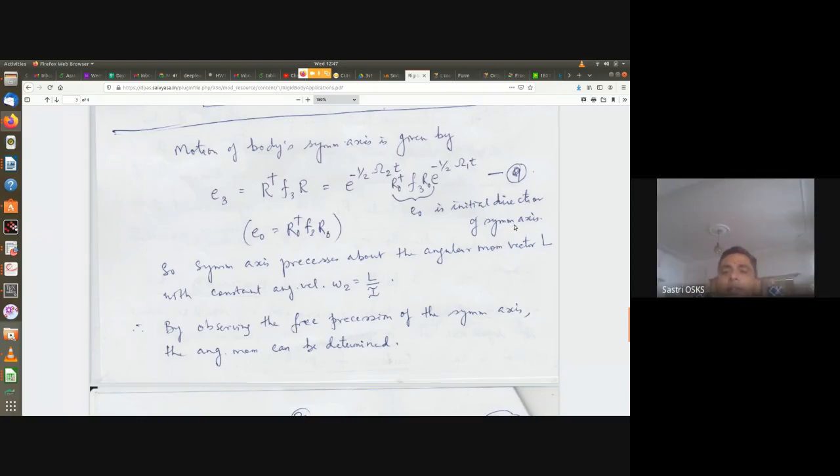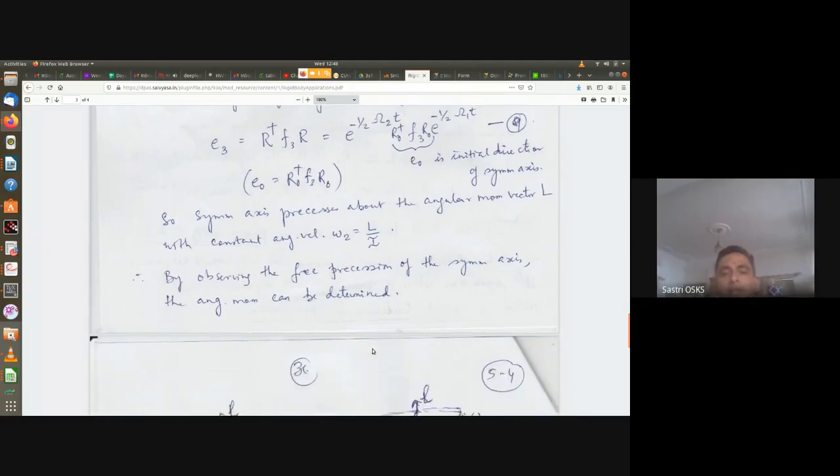So E naught is the initial direction of the symmetry axis, and so E naught will be chosen as R naught dagger F3 into R naught. So the symmetry axis precesses about the angular momentum vector L with constant angular velocity omega 2 equal to L by I. So by observing the free precession of the symmetry axis, the angular momentum can be determined. And this is what it is.